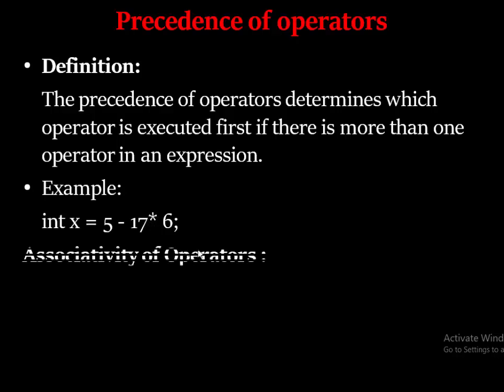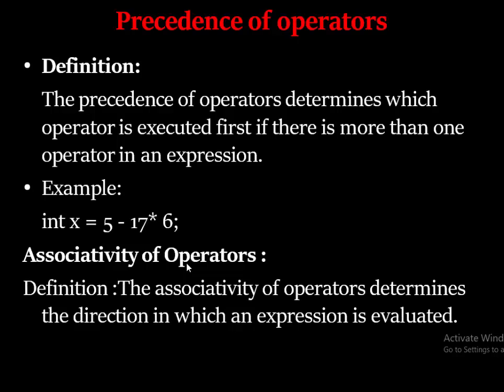And next, associativity of the operator. Let us define this one. What is the meaning of associativity of the operators? The associativity of the operator determines the direction in which the expression is evaluated. Associativity defines in which direction the expression must be evaluated. Let us see this example.